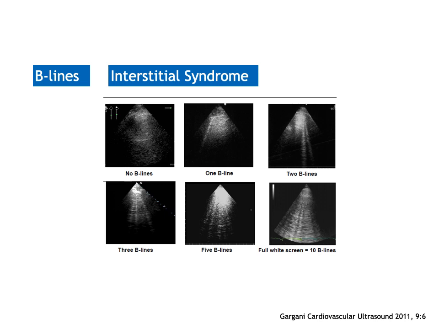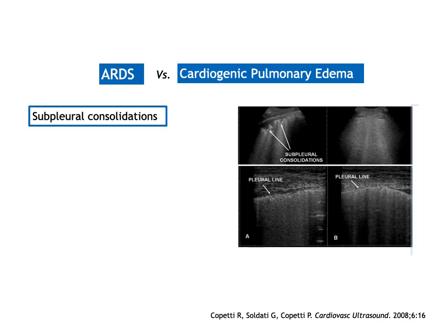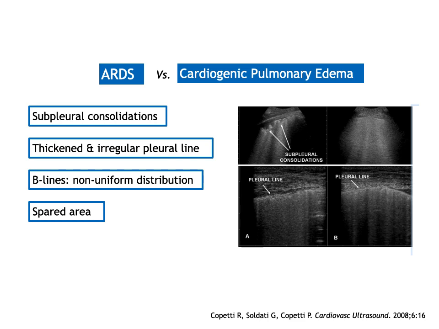It's important to take into consideration that you could normally see up to 2 single B lines in one intercostal space. This is considered normal. So 3 or more B lines is often considered abnormal and pathological.